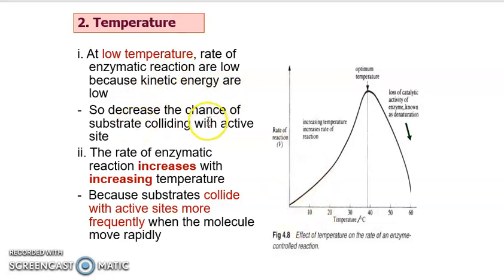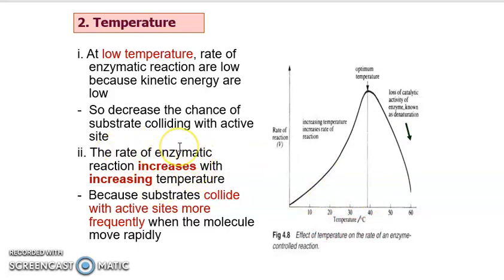Okay, so it will decrease the chances of substrate colliding with active site. Maksudnya pertembungan di antara substrate untuk collide, bertembung dengan active site tu adalah rendah, disebabkan oleh kinetic energy of the molecule tu pun rendah. Okay, tetapi apa yang berlaku sekiranya the temperature keep increase? Okay, so what happened to the rate of enzymatic reaction?